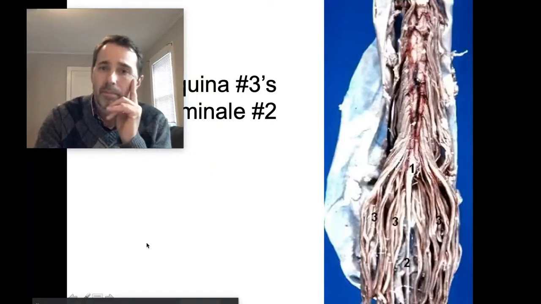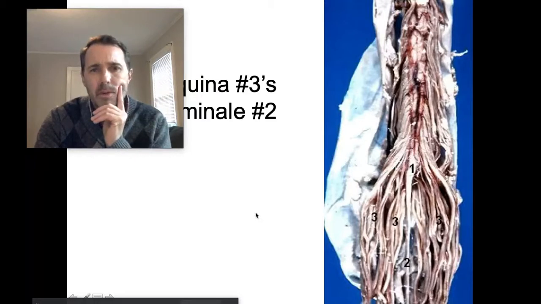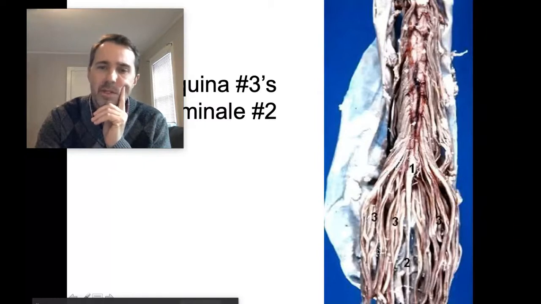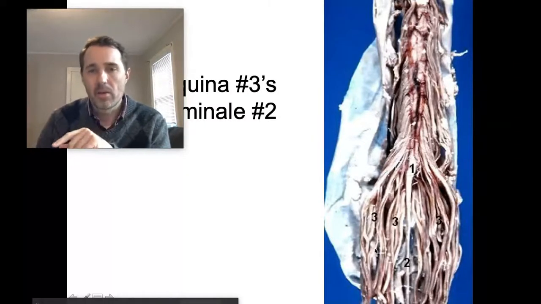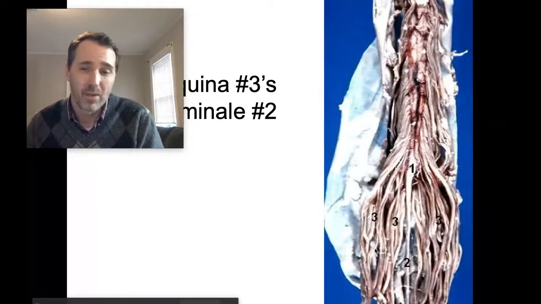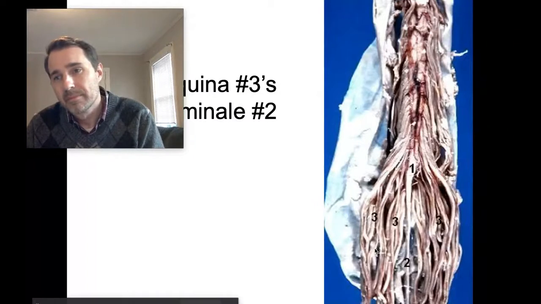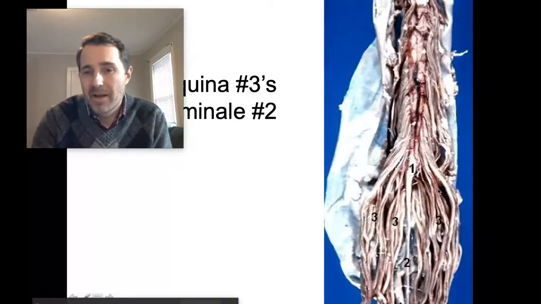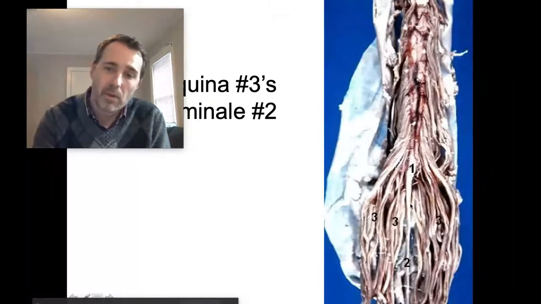And just so you know, at the base of your spinal cord, the spinal cord turns into all these peripheral nerves that look like a horse's tail. And the Latin for that is cauda equina. So this is what happens at the sacrum. That's what your spinal cord turns into.